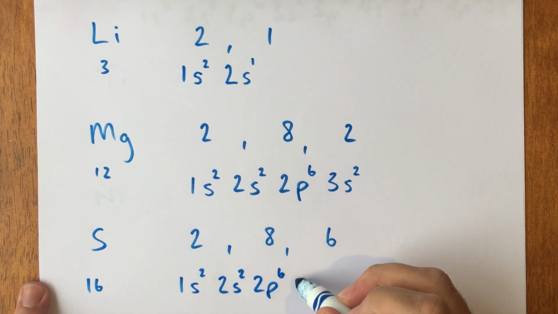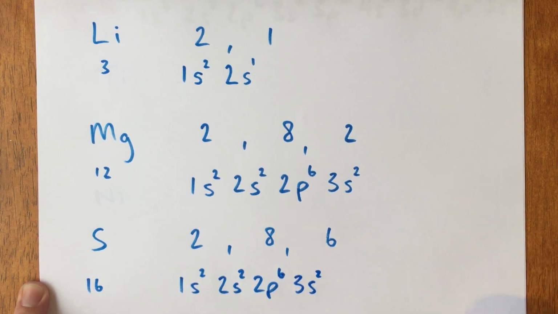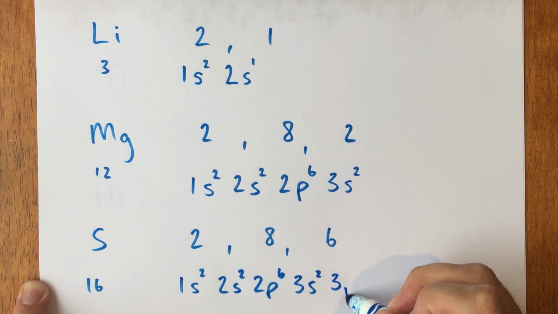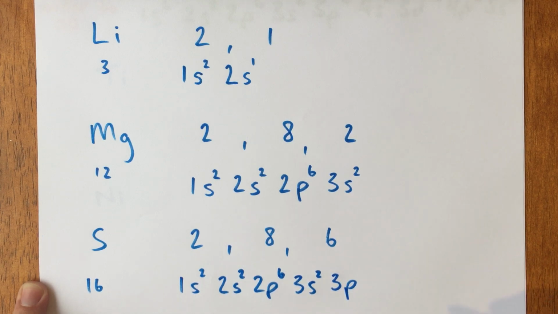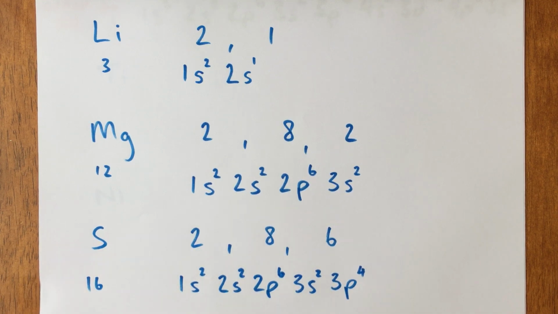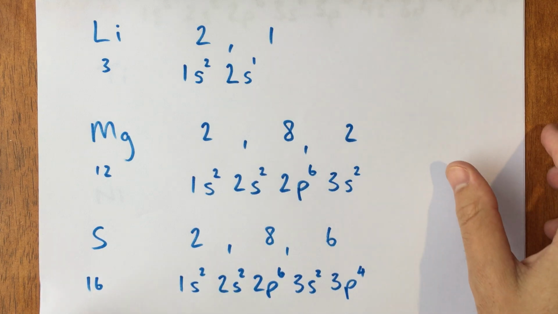Still 6 to go. So we can fill the 3s2. That leaves us with 4 remaining. And then we go to the 3p. And the 3p can only have 4 out of its 6, because there's only 4 left to use. 2, 4, and 6 makes 10, and 2 makes 12, and 4 makes 16. So that is not a full subshell. There's 3 examples. Let's look at a couple more.